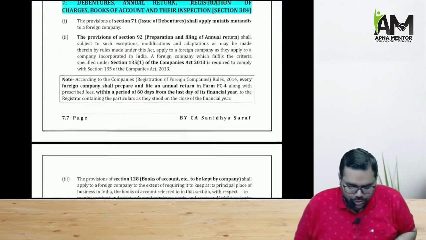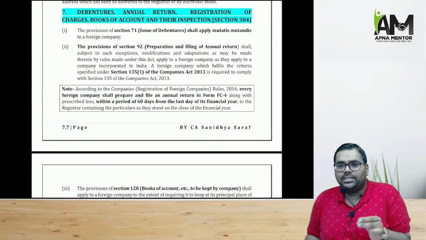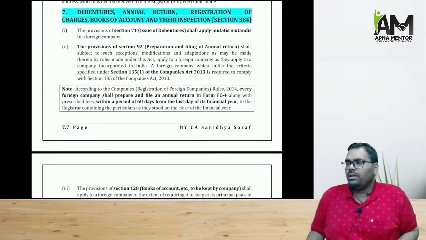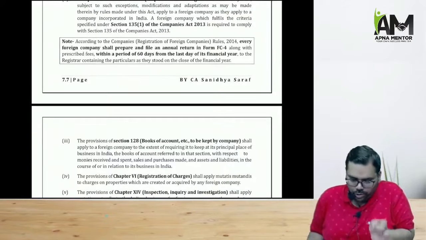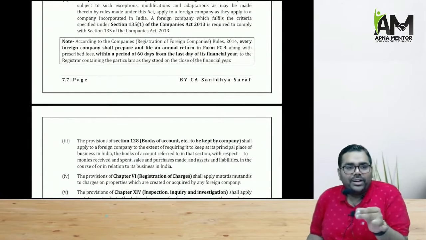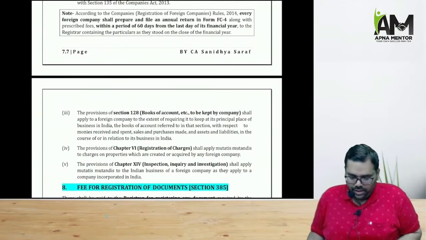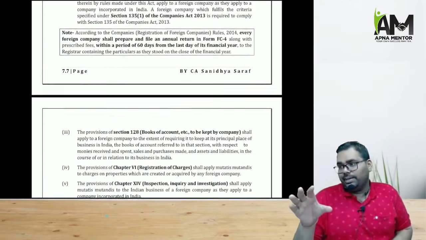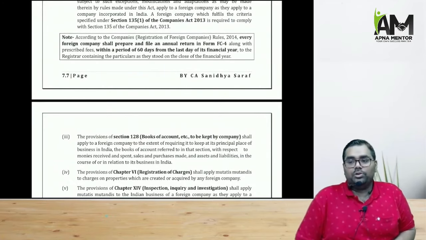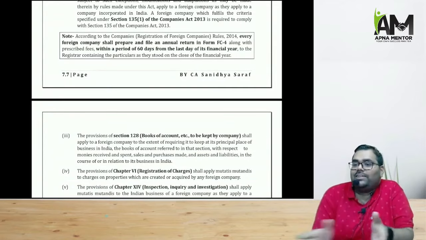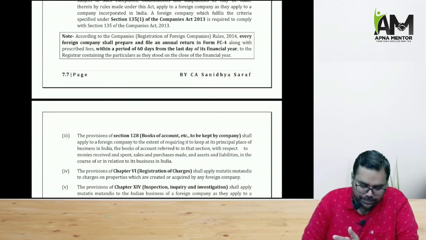So what they are saying, oh, you want to issue debentures? Don't worry, follow section 71. For filing the annual returns, follow section 92. If CSR is applicable to you, follow section 135. For maintaining books of accounts, follow section 128. If you are creating any charges on your property, follow registration of charges chapter. And government can also inspect the books of accounts. ROC can also inspect your books of accounts. Government can also do investigation. You cannot say I am a foreign company, please don't investigate me. So the chapter of inspection, inquiry, investigation will also be applicable.